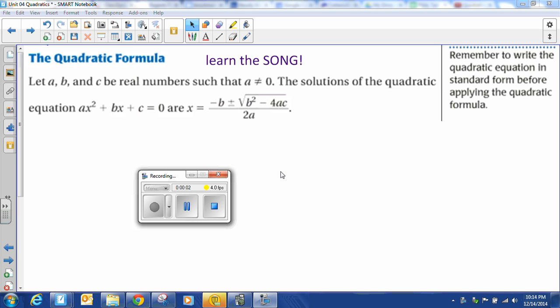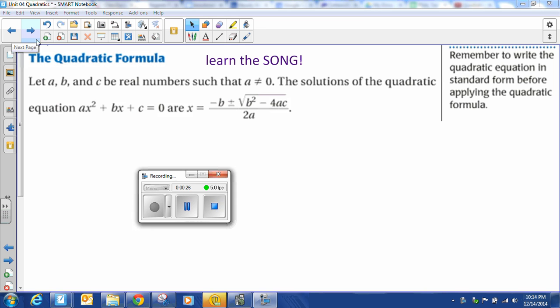The quadratic formula. Negative b plus or minus the square root of b squared minus 4ac all over 2a. So a, b, and c are real numbers such that a cannot equal 0. Remember to write the quadratic equation in standard form before applying the quadratic formula.